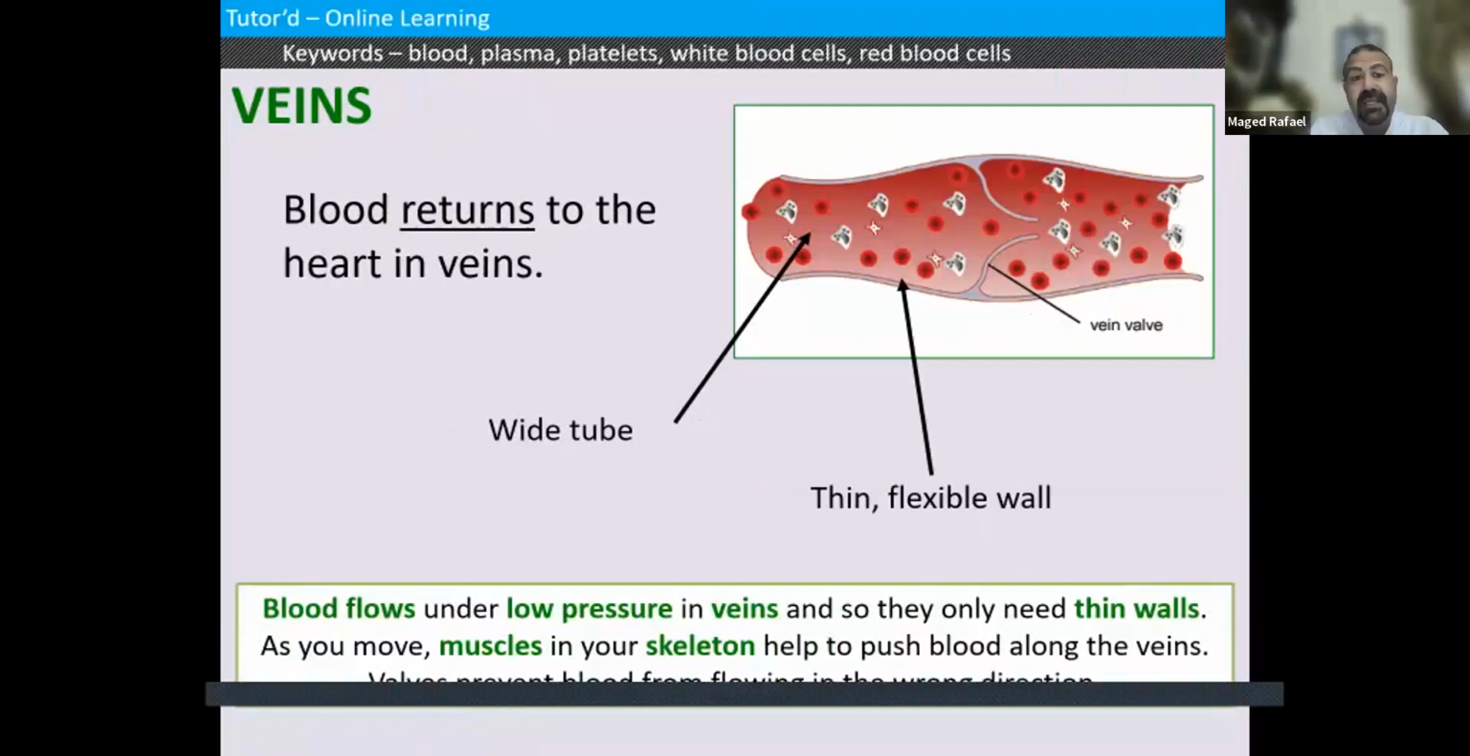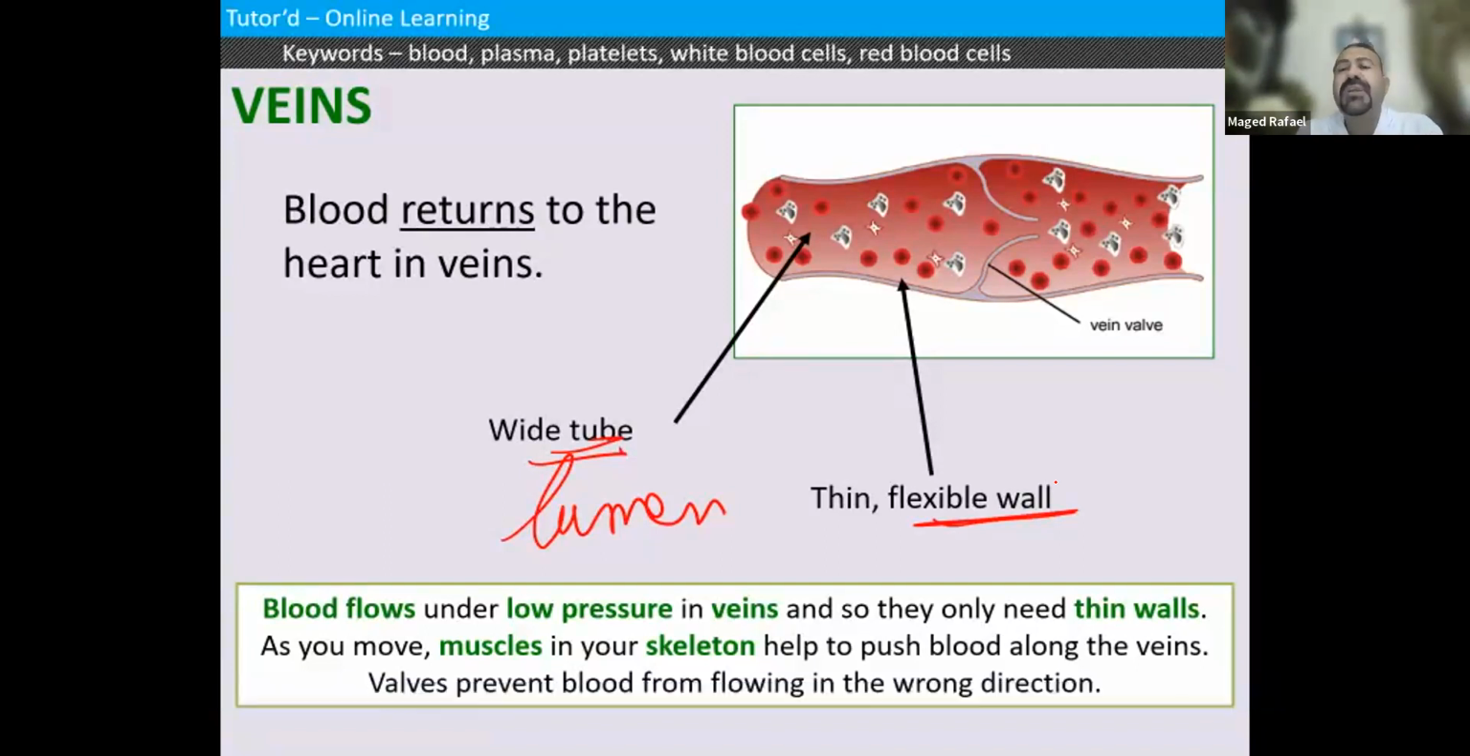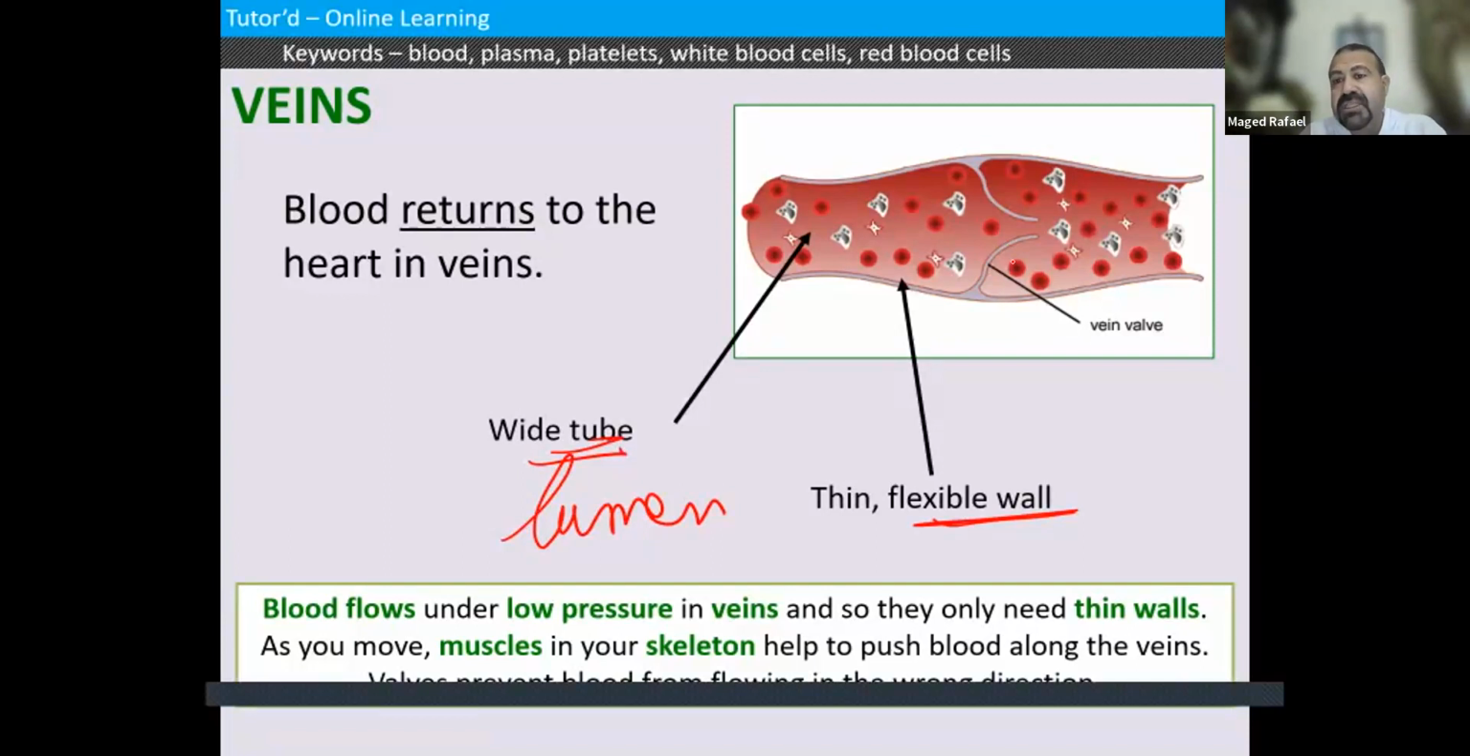Veins have a wide tube, or as we said, a wide lumen. They have a thin or flexible wall, and the blood flows under low pressure, because this is just to collect all of the deoxygenated blood to the heart. So there is no need to send the blood under high pressure. Blood flows under low pressure in veins. We also have one structure inside the vein which is called valves. This is another difference. I'm telling you some of the points that you will use to fill in the table.